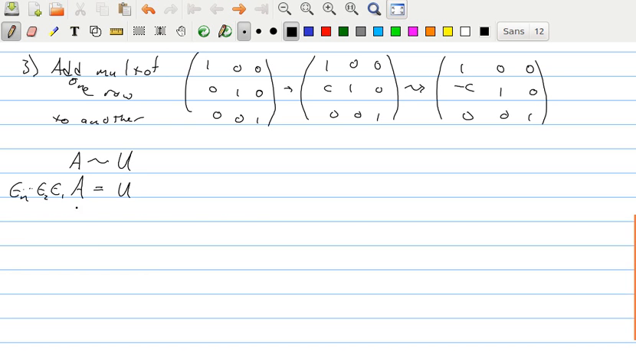Now if you multiply both sides by the inverse of this set of elementary matrices, you get E1 inverse, E2 inverse, and so on up to En inverse times U. And the goal is to ensure that this is a lower triangular matrix. Then we've reduced A to a lower times an upper. Let's do an example of this.